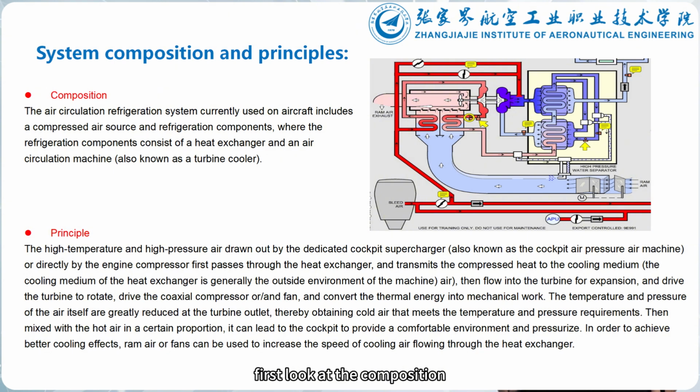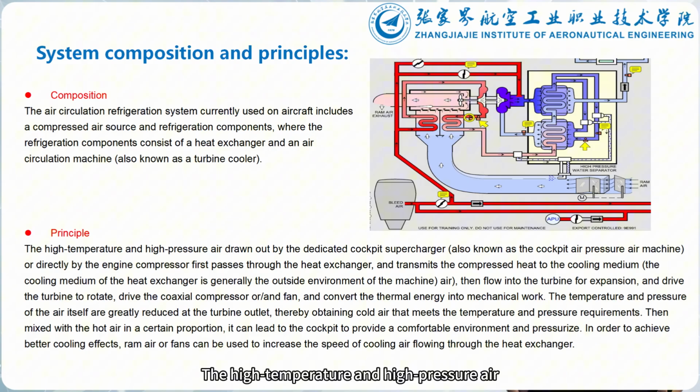The composition and principle of the air cycle refrigeration system are as follows. First, look at the composition. It mainly includes a compressed air source and refrigeration components, among which the refrigeration components are a heat exchanger and an air cycle machine, also known as a turbine cooler. Let's look at the principle again.